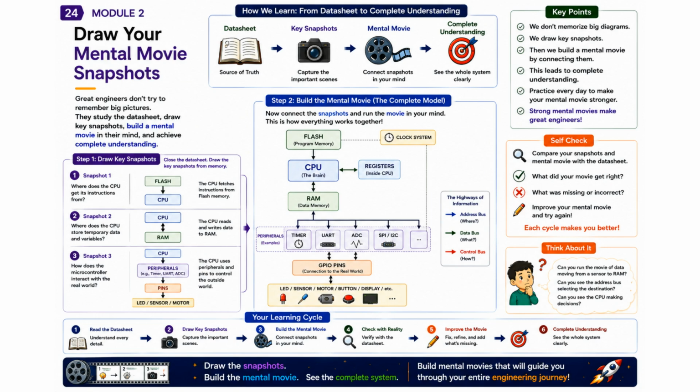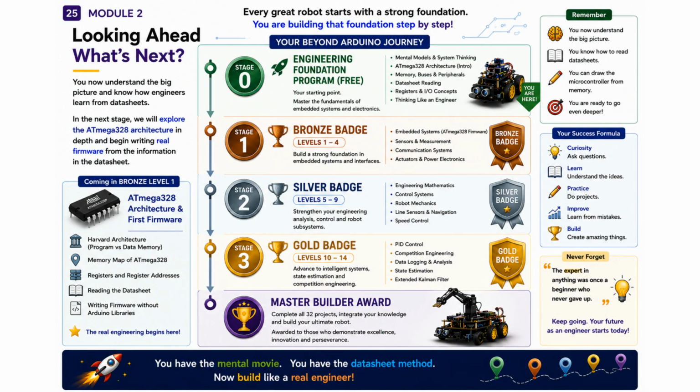Every cycle makes your mental model stronger. So always ask yourself, what did my movie get right? What was missing? And how can I improve it? The goal is not perfection on the first attempt. The goal is continuous improvement. Remember, draw the snapshots, build the mental movie, see the complete system. That is a skill that will guide you throughout your entire engineering journey.